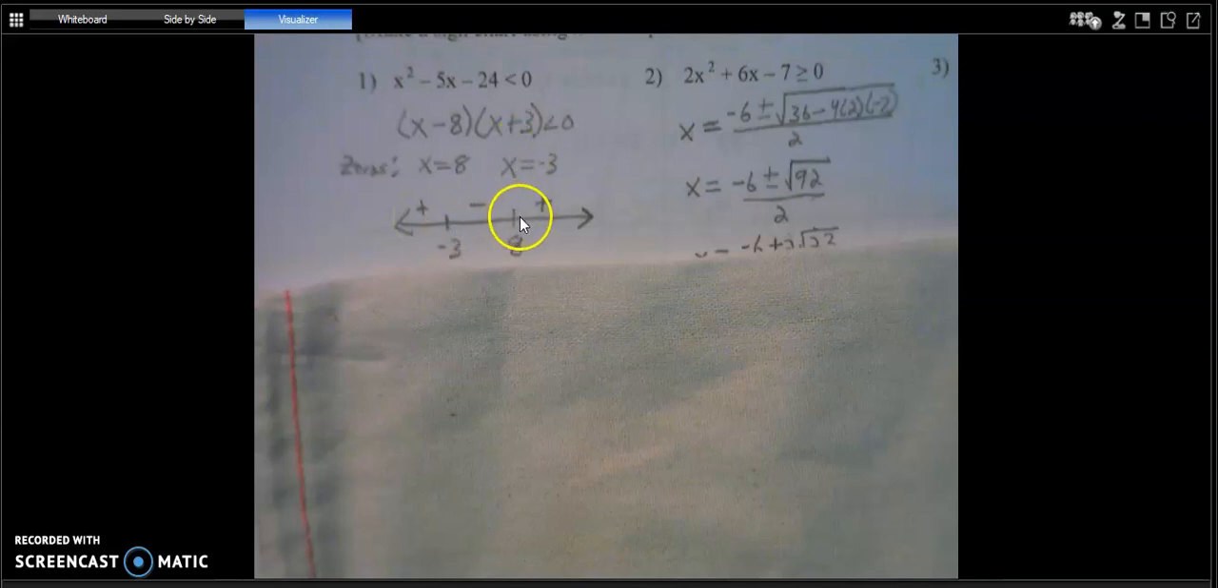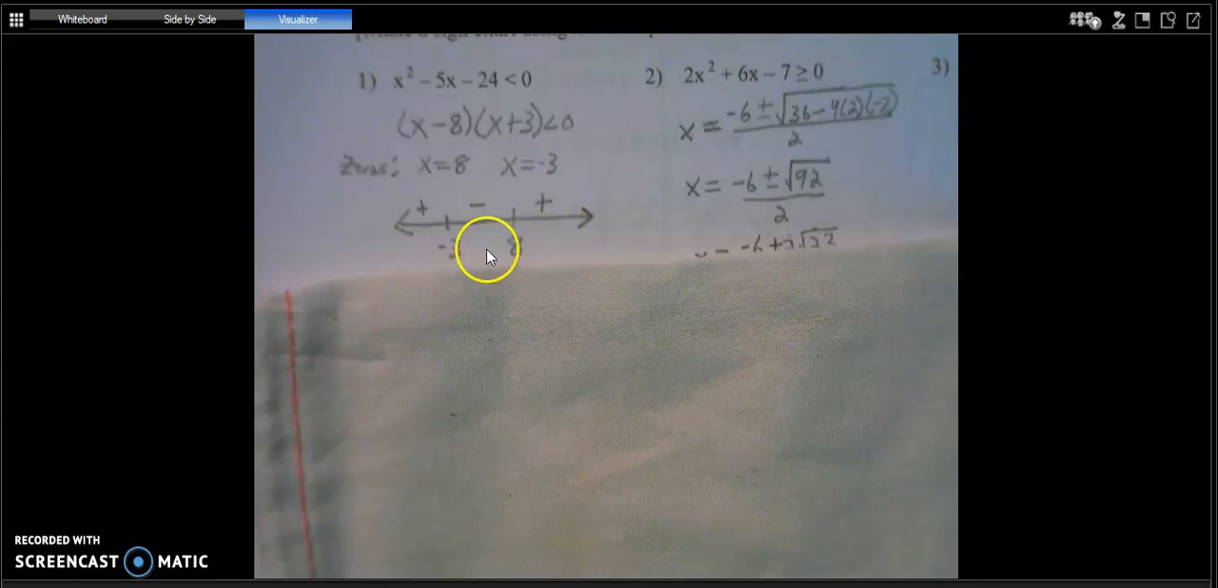If you're between negative 3 and 8, so 0 is a nice number, you would have negative 8 times positive 3, which is negative, and that's less than 0, so that's true. So that's a negative answer, which is going to be part of our solution. Go to the right of 8, so put in like 10, you would have a positive times a positive, which is positive. So that's why there's a plus sign. So that's not part of your solution.